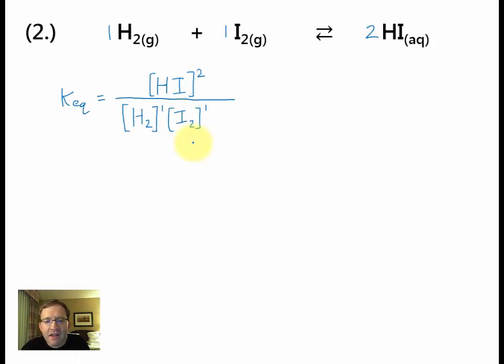Okay? And to do the calculation, we would put some values in there, square the top one, and leave the other ones to the first power. Again, we don't have any numbers here, so we're just setting it up as if we're getting the problem ready for actual use. Okay?